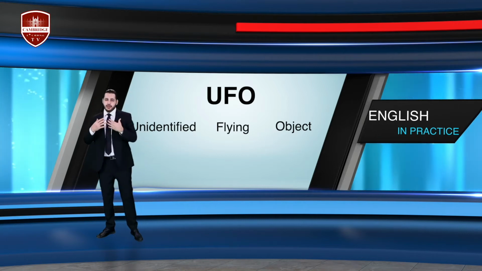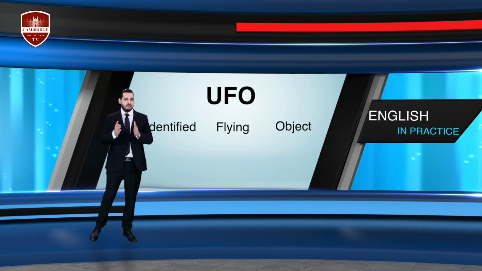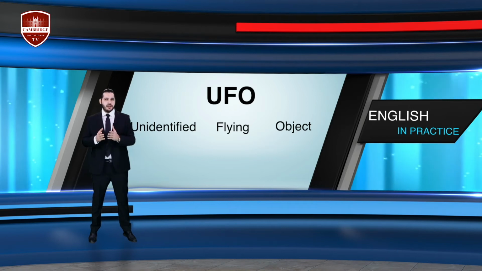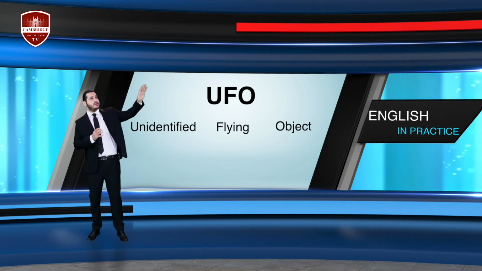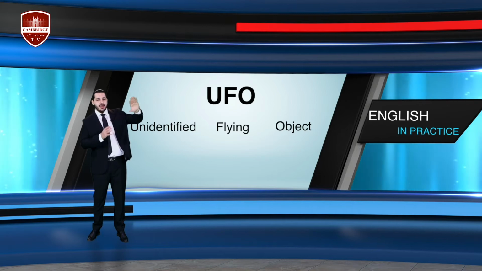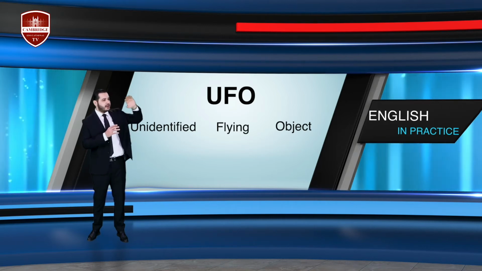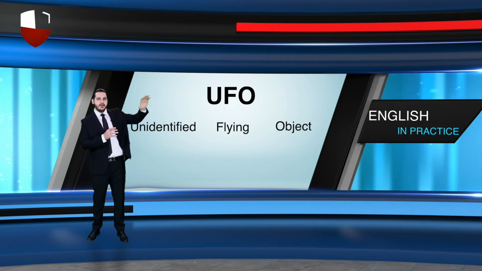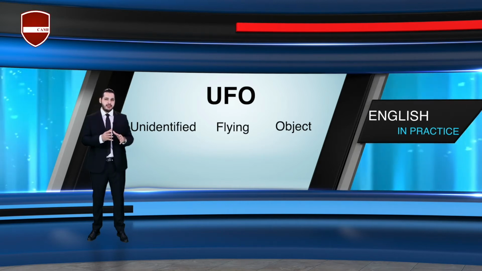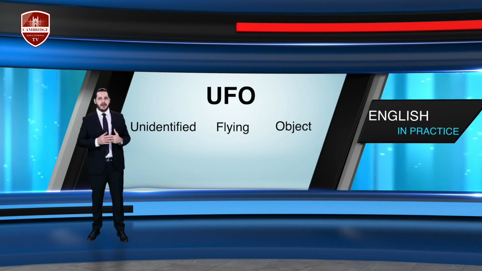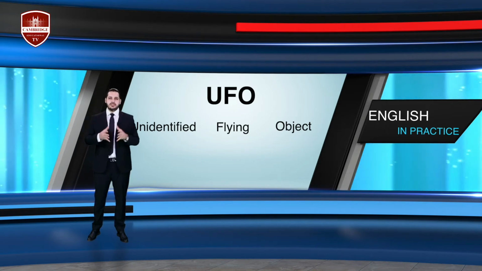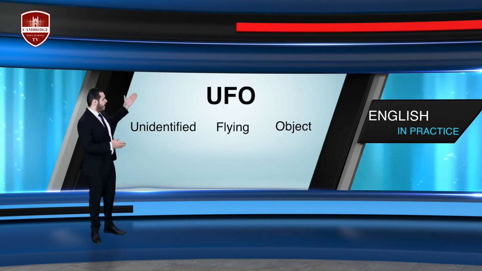Now, some people use this abbreviation, UFO, unidentified flying object, to refer to something that is flying in the sky, and people believe that this flying object, this flying spacecraft, let me call it, belongs to another planet. Basically, it comes from another planet. This is when we can use the abbreviation UFO.